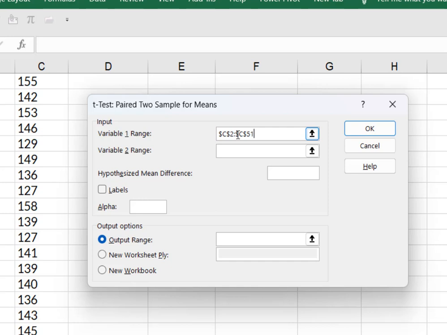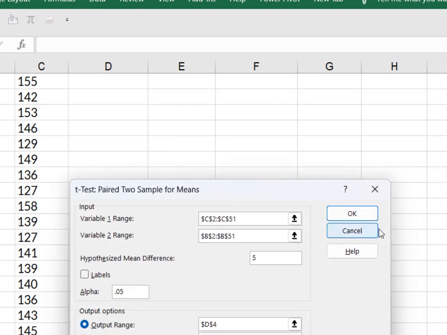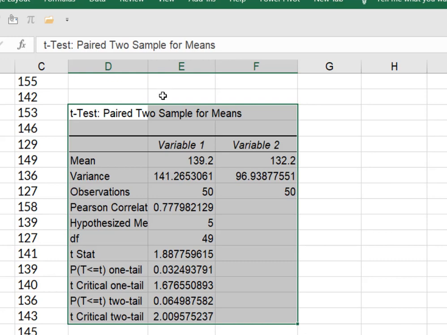Function F4, hard cell reference. And then their before was in B2, function F4, to B51, function F4. And that just gives me that hard cell reference. And we said that the hypothesized mean difference was 5. We're going to test at an alpha 0.05. And then I'm going to put my output range. I'm going to put it right here so that we can see it right next to our data. Everything's good there. I'm going to hit OK.